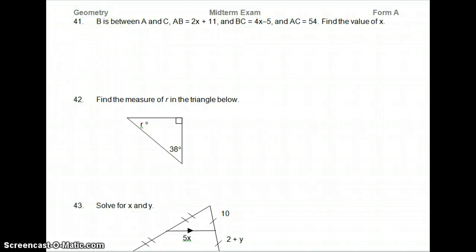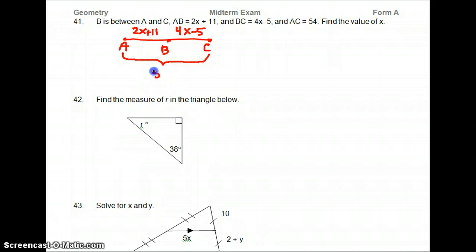So, find a pen. Okay. So we need to draw a line. B is between A and C. AB is 2x plus 11. BC is 4x minus 5. And the whole AC is 54.